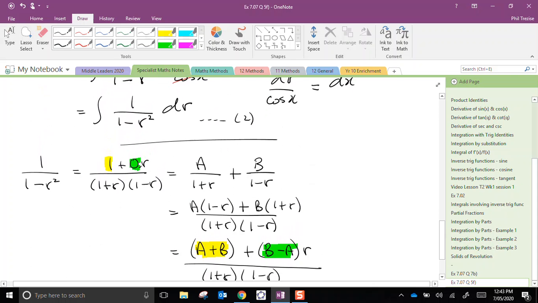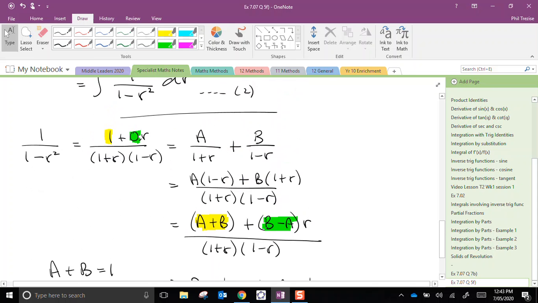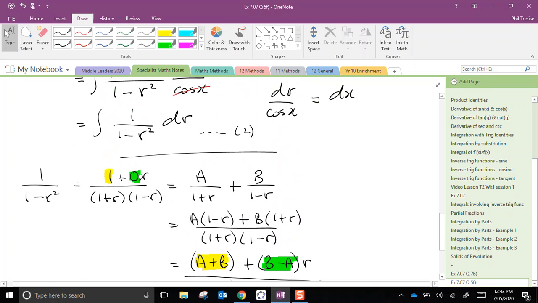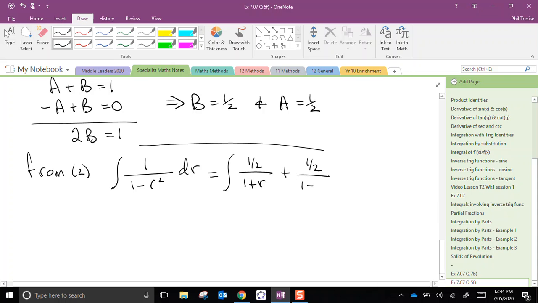So I could go back here now and I could rewrite this integral as 1/2 over 1 plus r plus 1/2 over 1 minus r. So let's go back and pick it up from point 2 where we left off. So I'll just recopy what I had there. Integral of 1 over 1 minus r squared dr. And we can see from our work on partial fractions that that's 1/2 over 1 plus r added to 1/2 over 1 minus r.